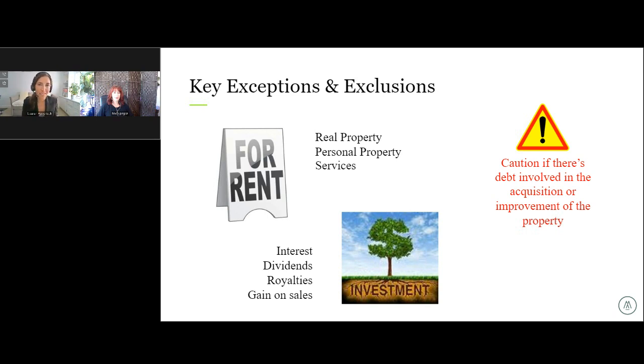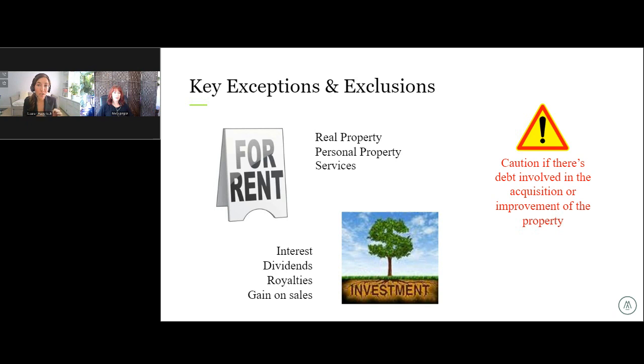Interest, dividends, royalties, gain on sale, again, generally considered passive unless it's debt financed or it's coming from a controlled entity. Again, just like with the rental property, if you have a subsidiary for-profit organization and that organization is paying interest, maybe you have a loan in between, that subsidiary for-profit entity is paying interest to the nonprofit.